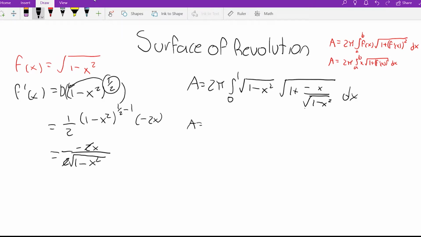So the area is going to be 2 pi, the integration from 0 to 1, the square root of 1 minus x squared times the square root of 1 plus x squared over square root of 1 minus x squared, the square, times dx, and this square root could be cancelled.